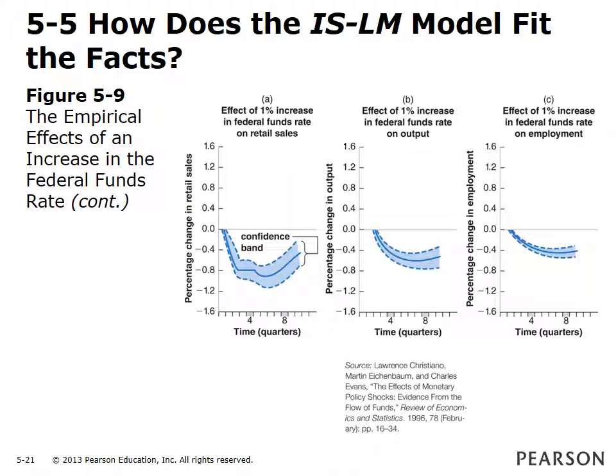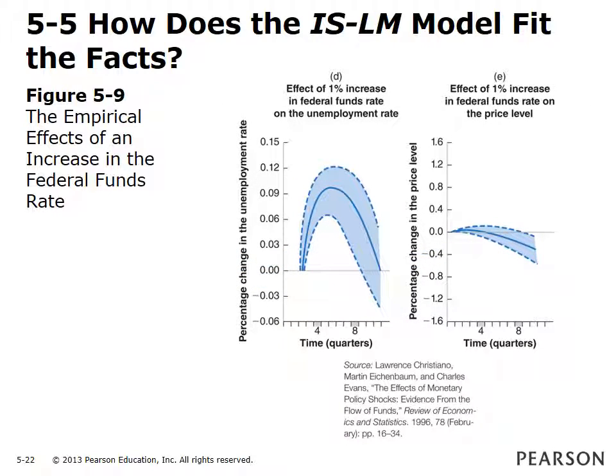Figure 5-9 shows the empirical effects of an increase in the federal funds rate. In the short run, an increase in the federal funds rate leads to a decrease in output and to an increase in unemployment. It takes almost 2 years for the effects to be realized. Figure 5-9 also shows that an increase in the federal funds rate has very little effect on the price level. This supports the assumption of fixed prices and the assumption that in the short run, production responds to demand without a change in prices, and therefore output depends on demand in the short run.